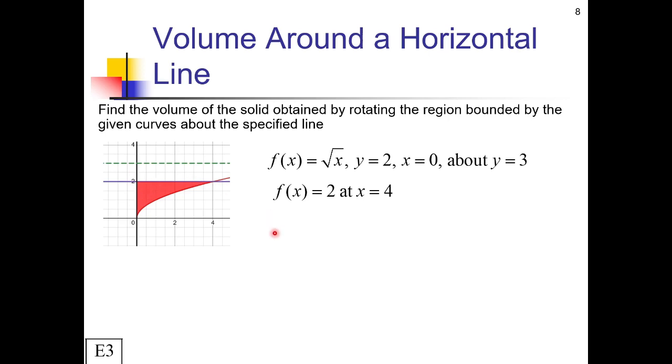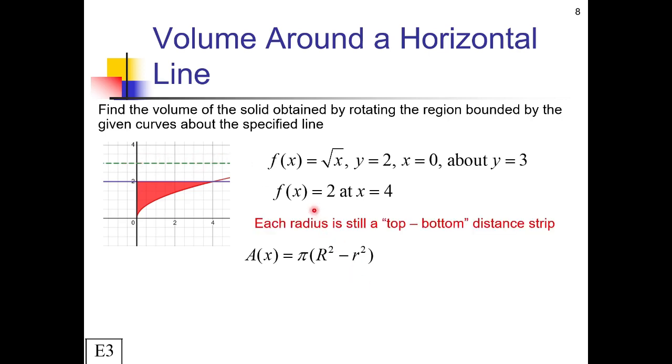Okay, so again, we're going to need washers. So here's my washer formula. Now when you're finding big and little r, it's a little trickier because you're not using the x-axis anymore. So you can't necessarily just use these functions as they are, because the functions by themselves don't necessarily represent how far you are from this axis of revolution. So just a little bit of a hint: each radius is still going to be a top minus bottom distance strip. You still need to think of higher minus lower. So with that in mind, pause the video and see if you can take this the rest of the way.